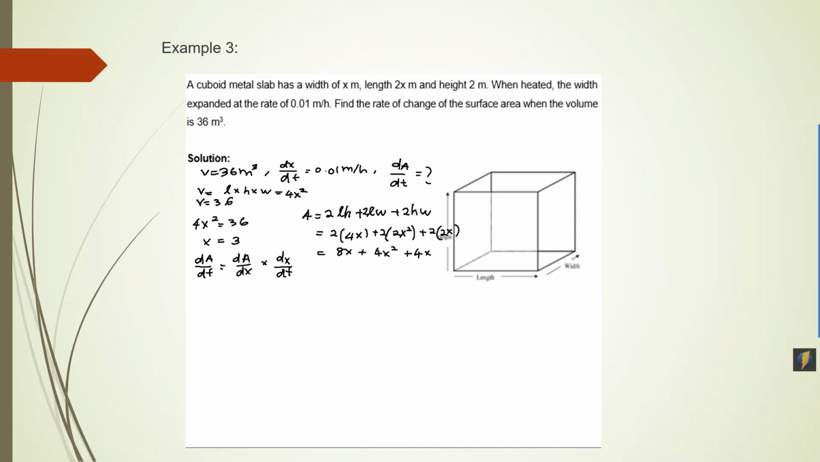Okay, so simplify. We have 4x squared plus 12x. Okay, so find dA over dx equals 8x plus 12. Okay, so we just substitute in dA over dx, we do it below.